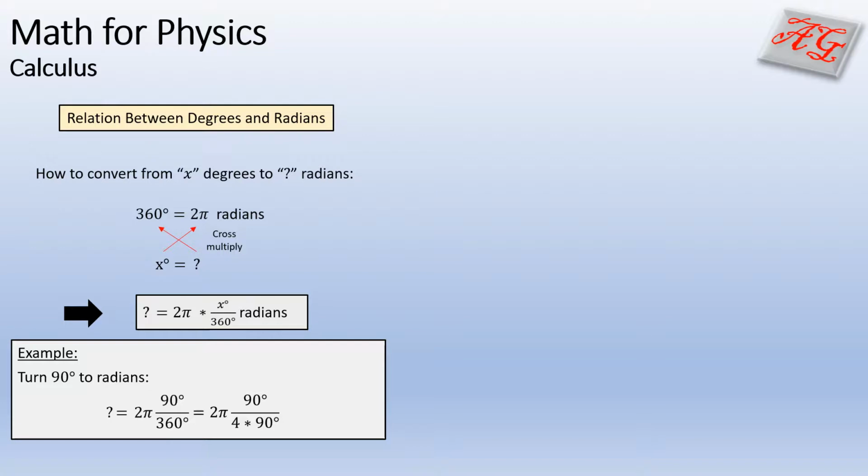360 can be written as 4 times 90, so that we can cancel out the 90 degrees in both numerator and denominator, finally simplifying to pi half. Of course, you can do this with whatever angle in a consistent way.